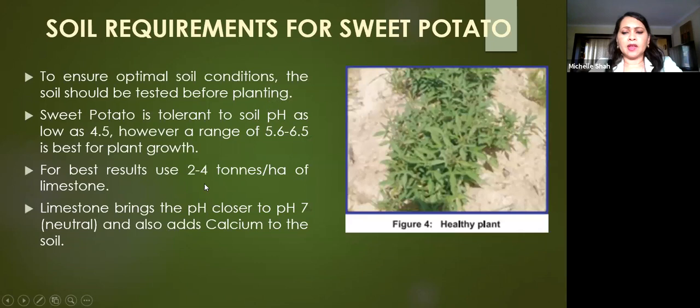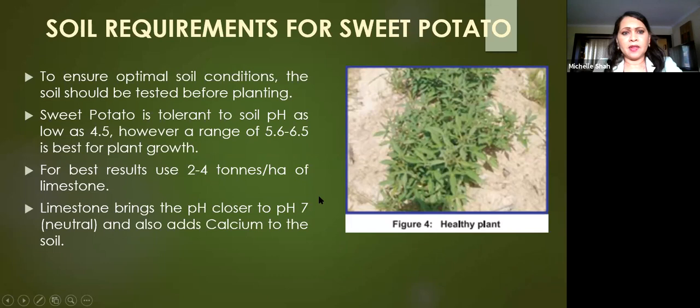Soil requirements for sweet potato. To ensure optimal soil conditions, soils are tested for pH. Sweet potato is tolerant to pH as low as 4.5. However, a pH of 5.6 to 6.5 is best for plant growth. For best results, use 2 to 4 tons per hectare of limestone. Limestone brings the pH closer to 7, which is neutral, and adds calcium to the soil. A healthy sweet potato plant in this diagram.